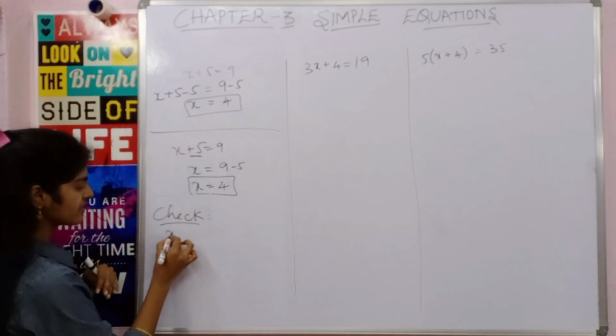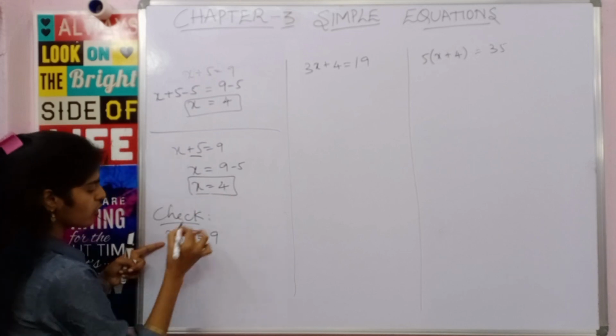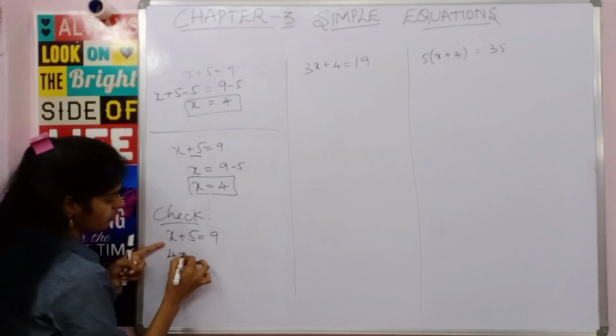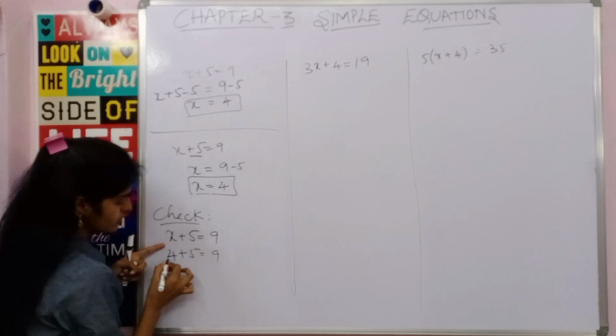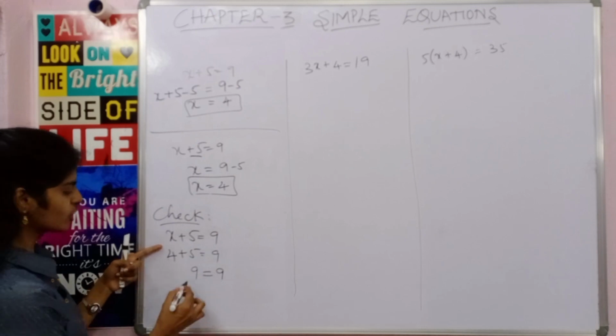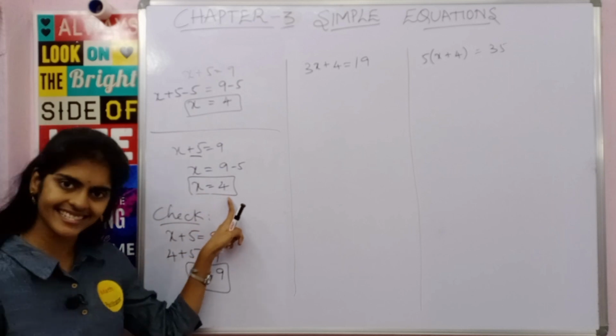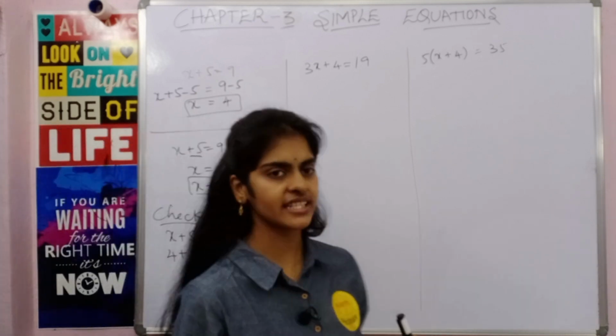The given equation is x plus 5 equal to 9. You substitute the value 4 in place of x. So 4 plus 5 equal to 9. 4 plus 5 is 9, which is equal to 9. So you got LHS equal to RHS, which means the value which you have got is correct. Clear? So let us move on to the next one.